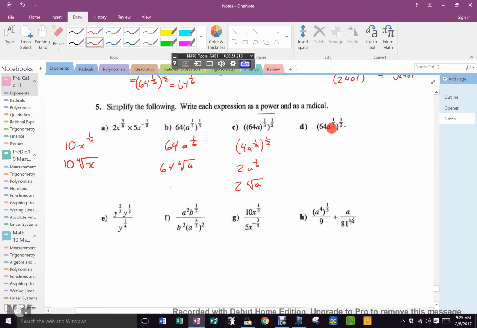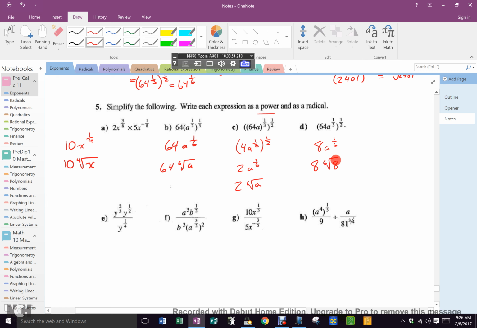Okay. Now this one is slightly different. Why? Because this 1/3 is only attached to the A, isn't it? But this 1/2 is attached to everything, yes? So the 1/2 goes to the 64, so I get 8 a to the 1/6, yes? Right? Everybody okay with that? All right. And then I get 8 sixth root A.